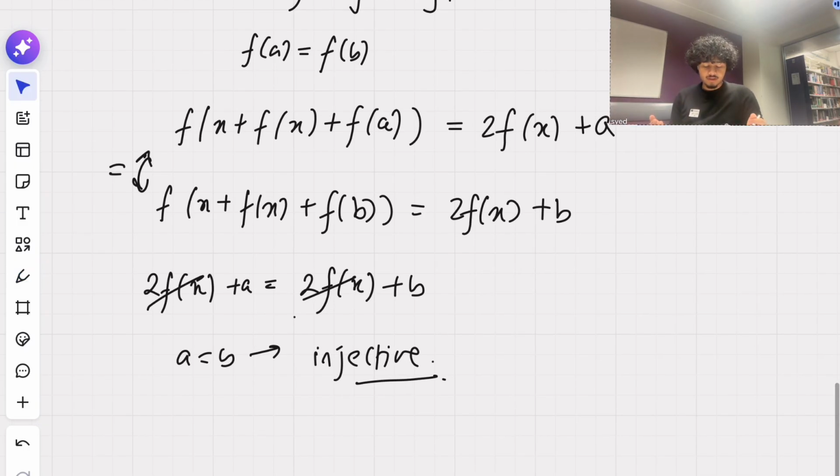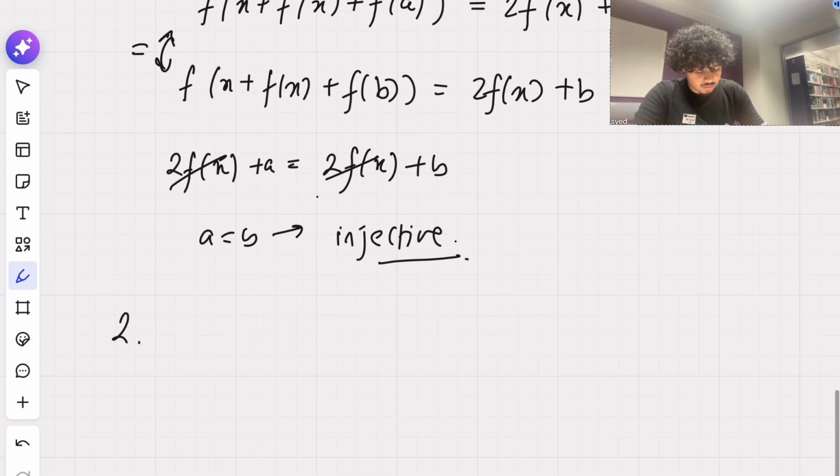Nice. So we found that each unique input gives a unique output. What we can do after that is try to find some sort of key identity, or try to prove something else about the function. The next thing I will do is try to prove surjectivity next. So, prove surjectivity.